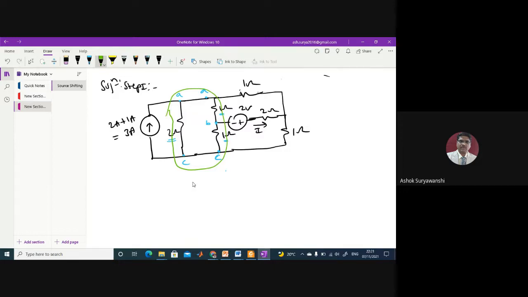These three resistors, 2 ohm, 1 ohm, and 1 ohm, are in delta. And you know when there is a delta, there is the transformation star to delta and delta to star. Delta is something like this. You might have studied it in the first year. This is one element of the delta, another element of the delta, and the third element of the delta.